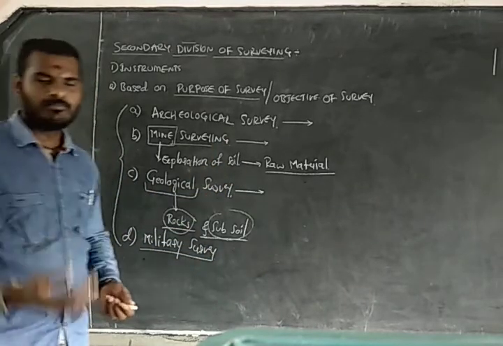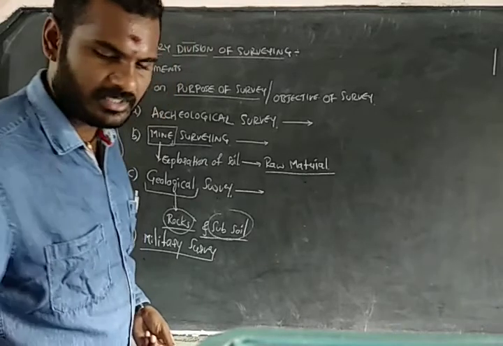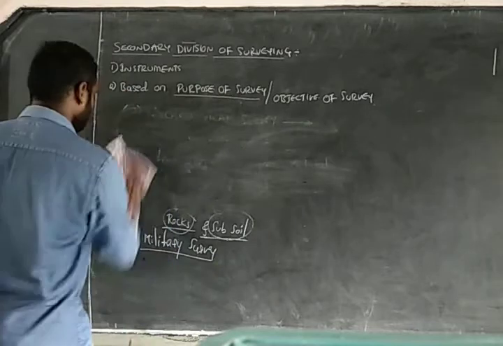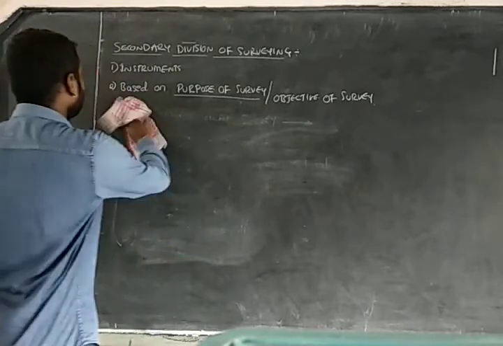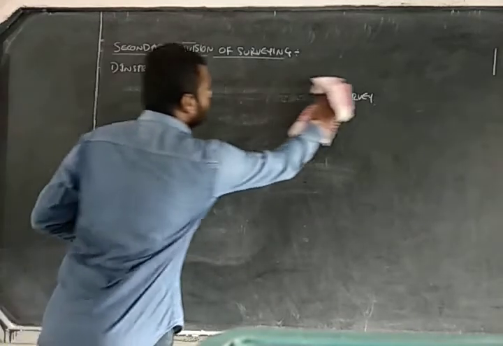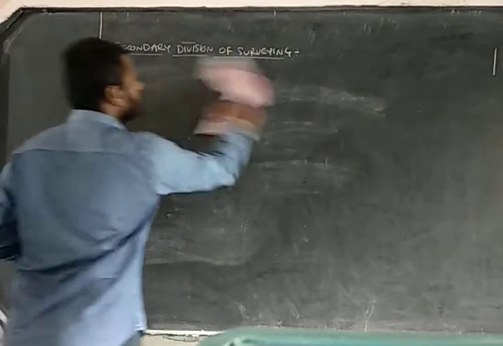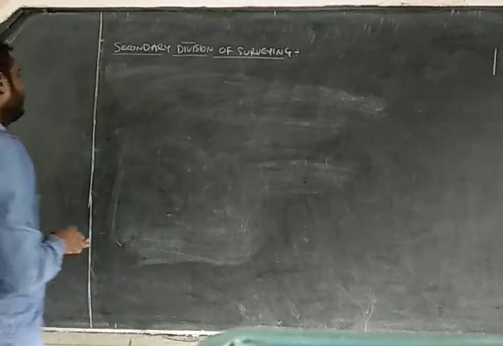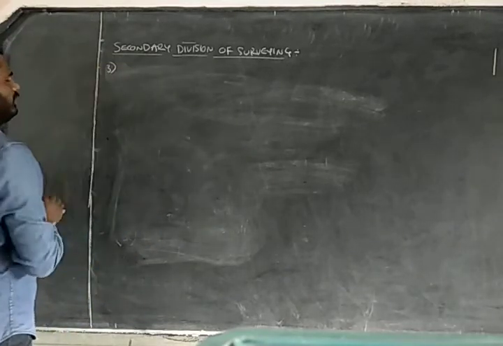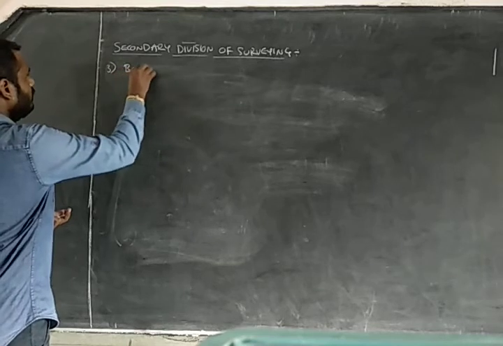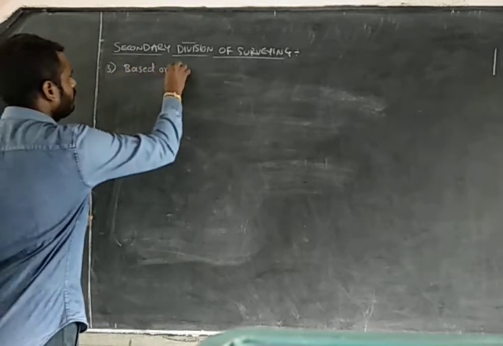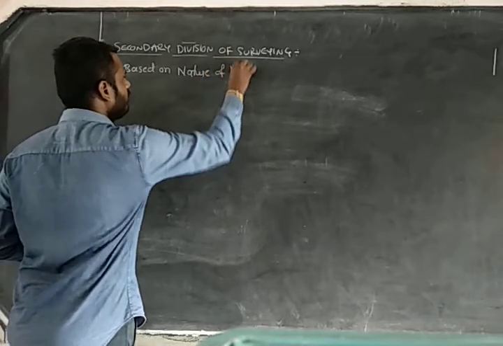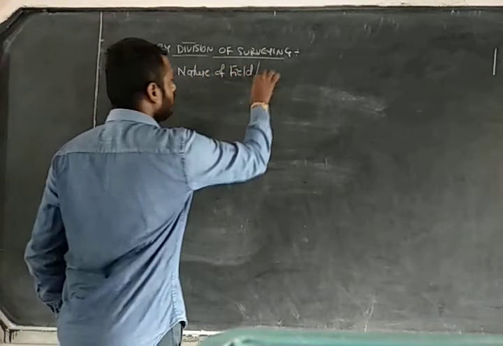So next we will see the third type of surveying, that is based on nature of the field. So let me explain the third classification, that is based on nature of field or profile of field.